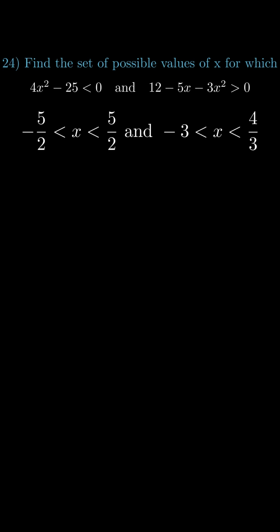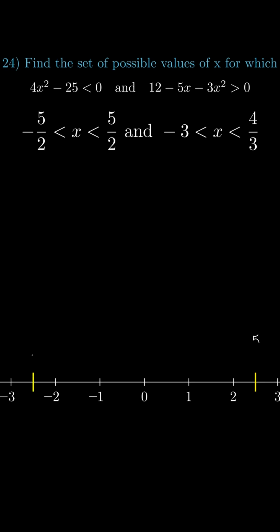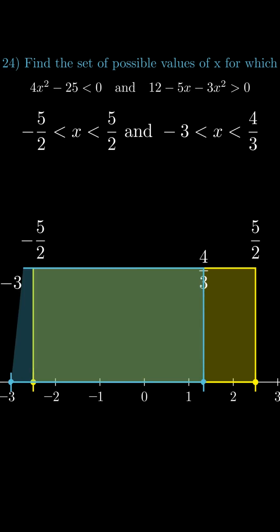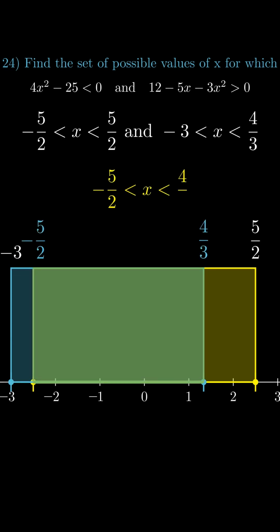Now, let's look at this graphically to find the intersection between these two inequalities. By plotting the first set of values, minus 5 over 2 and 5 over 2, you can see the shaded area. Then we plot the second set of values, minus 3 all the way to 4/3. The intersection is the possible values that will satisfy both inequalities.